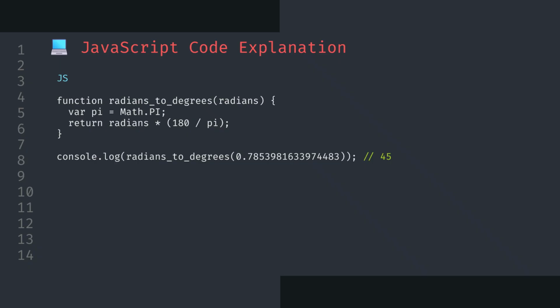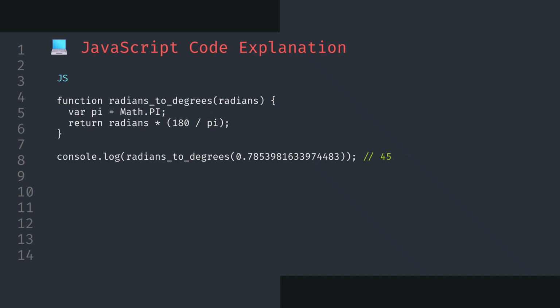Here's the function in action. We first store pi using Math.PI, then multiply our radians by 180 divided by pi, which is the official conversion formula. And just like that, our angle is now in degrees.